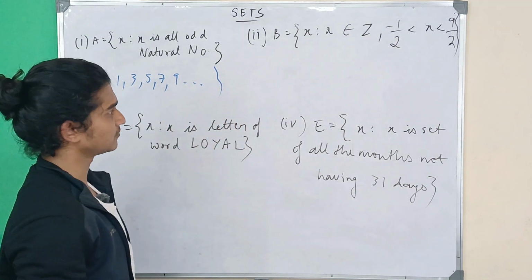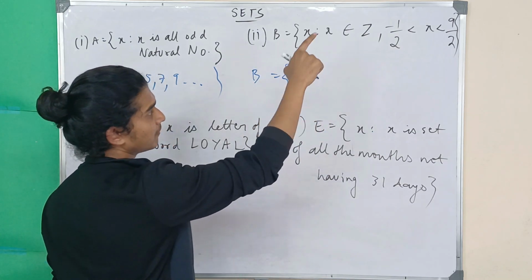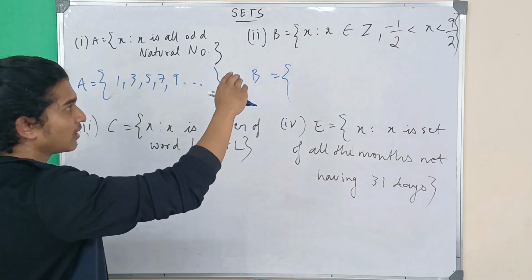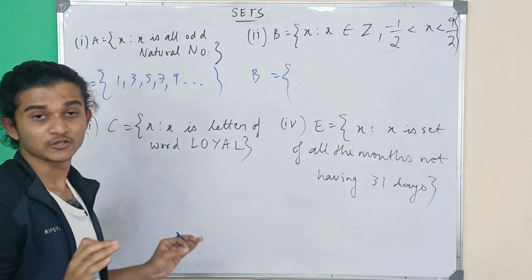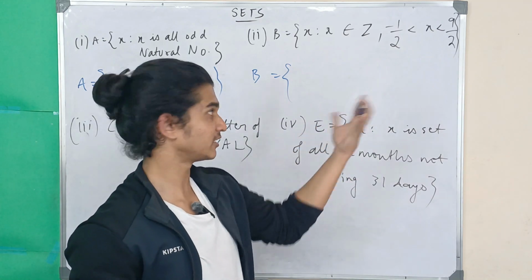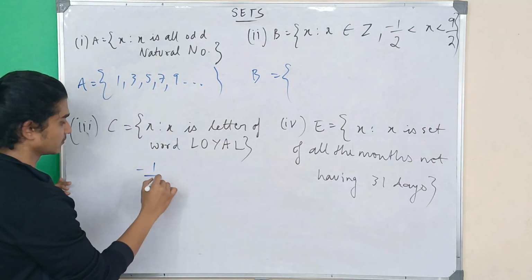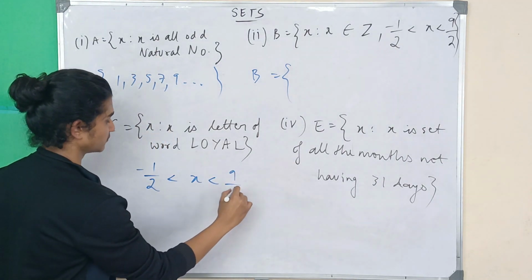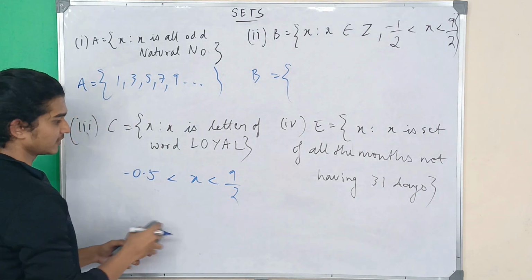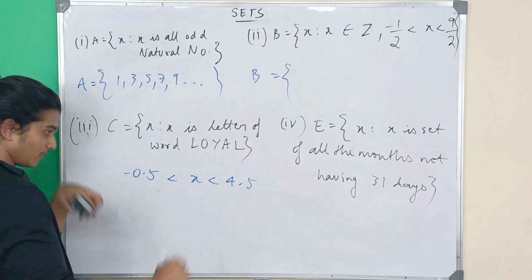So the next one is B equal to set of all x such that x belongs to integers, and x lies between minus half and 9 by 2, excluding minus half and 9 by 2. So if you are confused with these kind of problems, the best way of solving this is using number lines, as I told you before. So just try to write the number in the form of number line. So I'll solve this here. So minus half, 9 by 2. Half is basically 0.5, so minus 0.5, and this is basically 4.5. So here x is between minus 0.5 to 4.5.